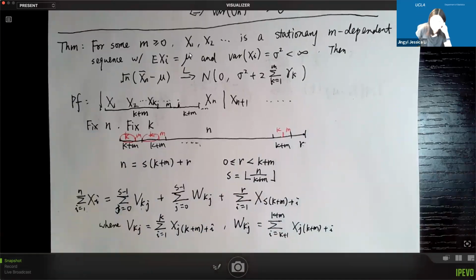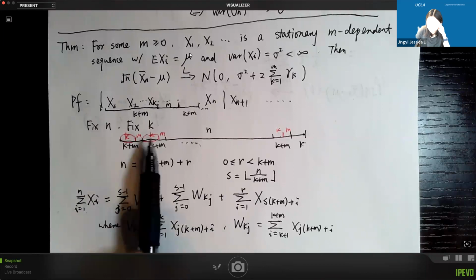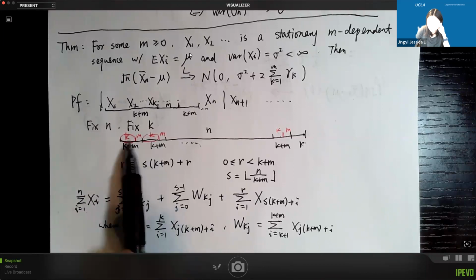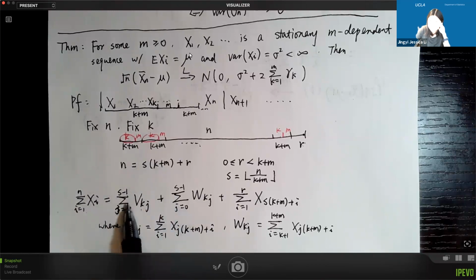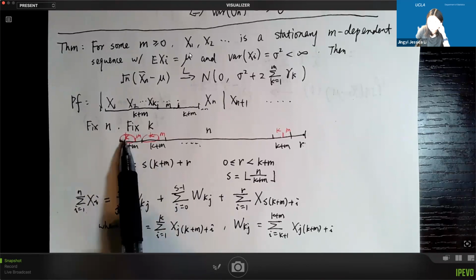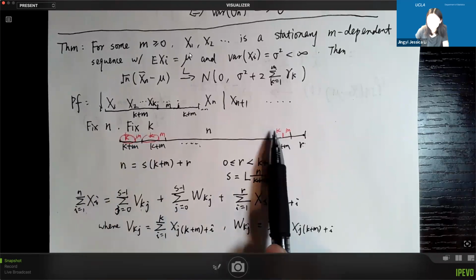That's it. So to prove the asymptotic normality, what I can make use of is the independence of the V_{K,J} for different J. Because let's say V_{K,1}, that's here, and V_{K,2}, that's here. These two partial sums are independent of each other. So for this part, I can let it have asymptotic normality if I let S go to infinity, right? So here, 1 partial sum, 2 partial sum, S partial sum.